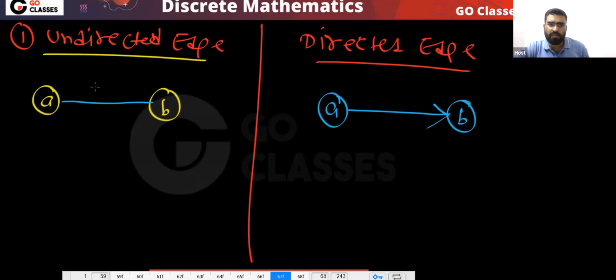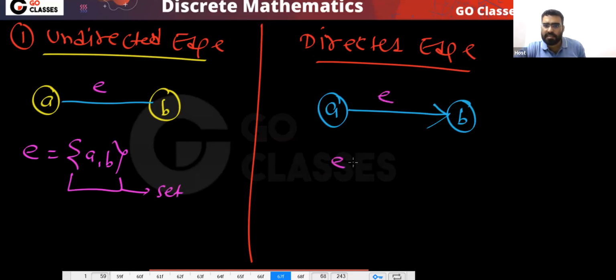So this edge, let's call this edge e. I can write it as {a, b}, as a set. This edge is basically a set of two points. If you notice this other edge, this is from a to b. Yes or no? This is from a to b. This is not from b to a.